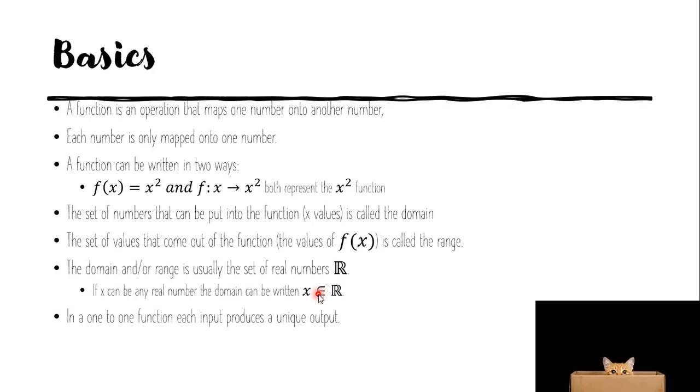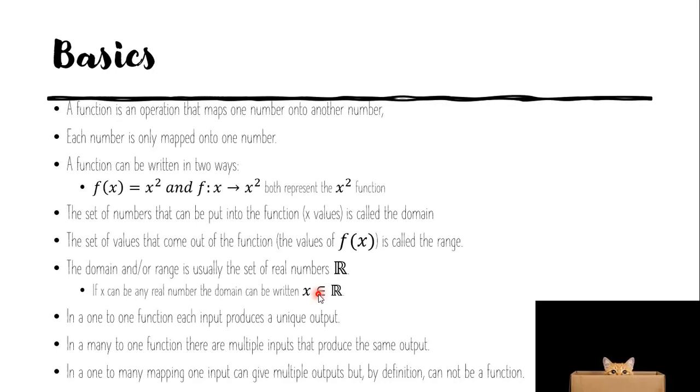In a one-to-one function, each input produces a unique output. In a many-to-one function, there are multiple inputs that produce the same output. In a one-to-many mapping, one input can give multiple outputs, but by definition it cannot be a function, because for it to be a function, each number is only mapped onto one number.